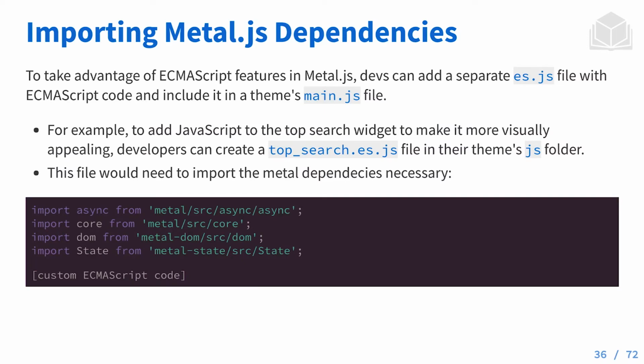So for example, if we wanted to have a top search widget at the top and make it more visually appealing, we can add a top search.es.js into the JavaScript folder. Then we would need to import the Metal dependencies and make sure it's included in our main.js file. There is actually an example of this in some of the other themes on Marketplace as well, so I'd encourage you to take a look at GitHub with Liferay's repo. You can find some of the source code for some of these other themes, and you can take a look at how they're using JavaScript in those themes as well.